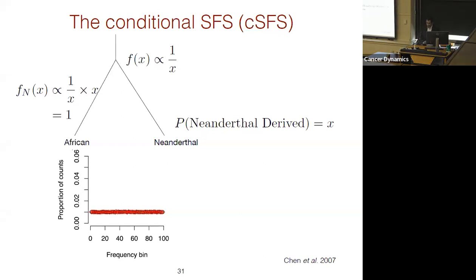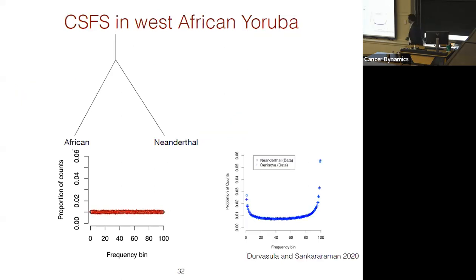So this is theory. Now the question is, what does the CSFS look like in data? If you look at the 1,000 Genomes Project, and here we are looking at the Yoruba population, this is the CSFS for the Yoruba population conditioned on either Neanderthal or Denisovan as the outgroup. So it's fairly clear it is quite far from uniform.